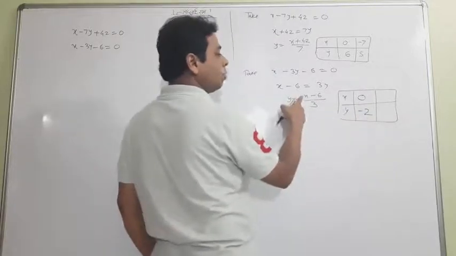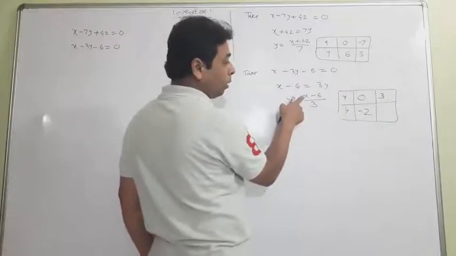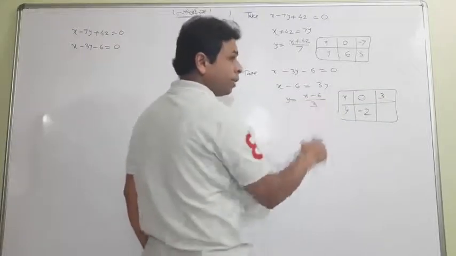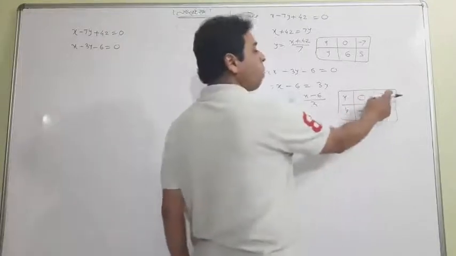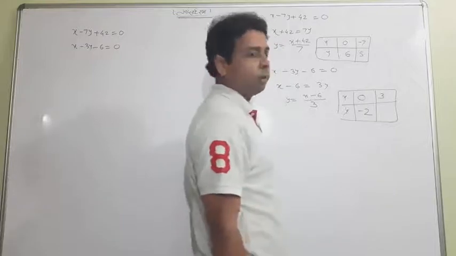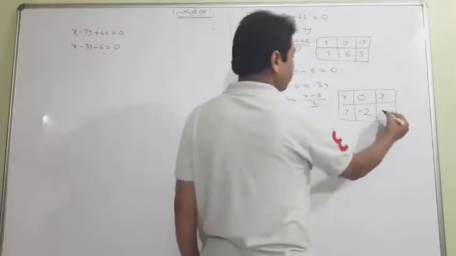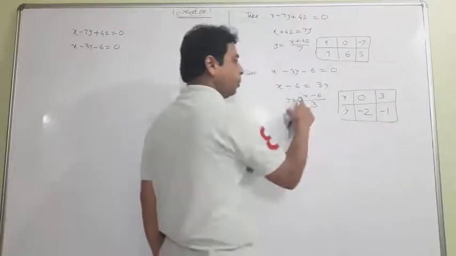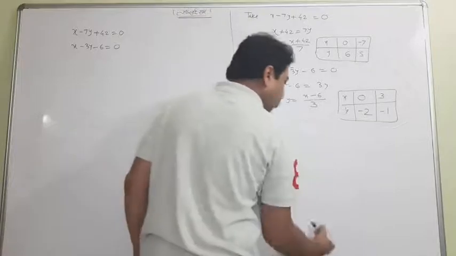Suppose x is equal to, I have chosen 3. If you choose x is equal to 1, 1 minus 6 is minus 5 by 3, it is in fraction. So I am simply requesting you, choose such a value that you get y not in fraction. x is equal to 3: 3 minus 6 is minus 3 upon 3, which is minus 1. Okay, when you have got two values, now it's time to go to the graph.